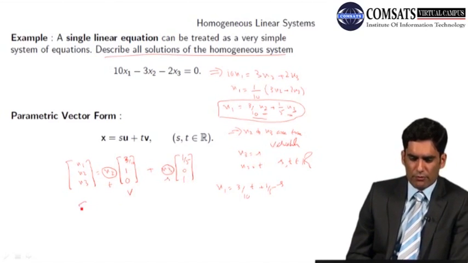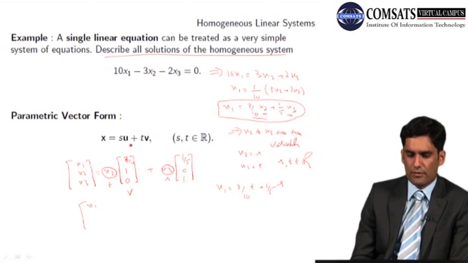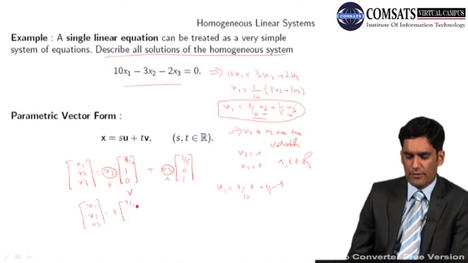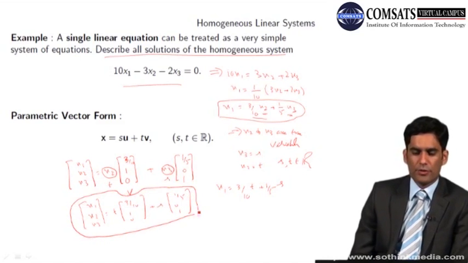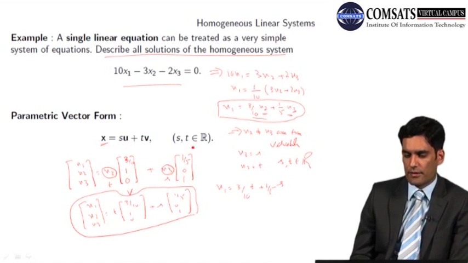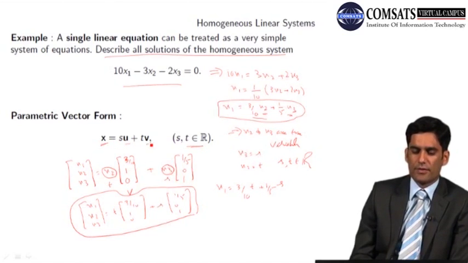So this is what we call the parametric vector form of the solution of a homogeneous linear system. This system, x1, x2, x3 equals t times (3/10, 1, 0) plus s times (1/5, 0, 1). This is the parametric vector form. In general, the parametric vector form is x equals su plus tv, where s and t are real numbers, and u and v are some vectors.